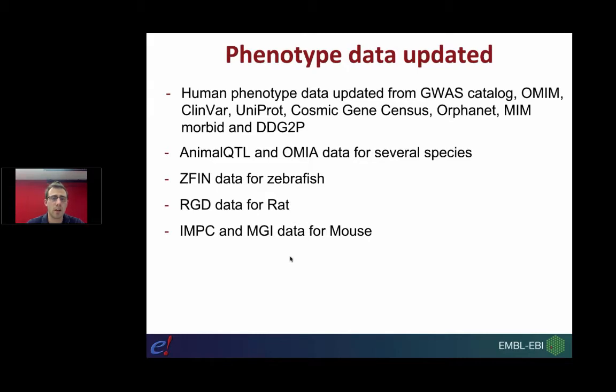We also have phenotype data updated for several species from Animal QTL and OMIA, as well as updated phenotype data for zebrafish from ZFin, rat from RGD, and mouse from both IMPC and MGI as well.